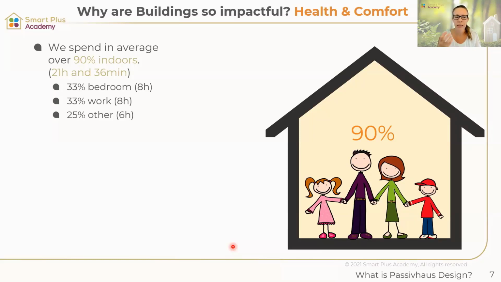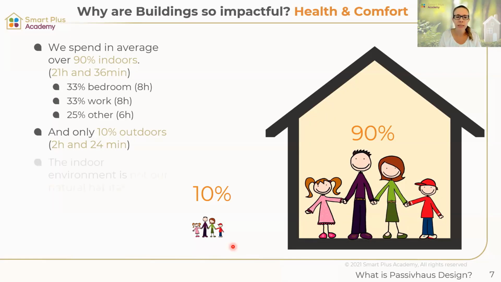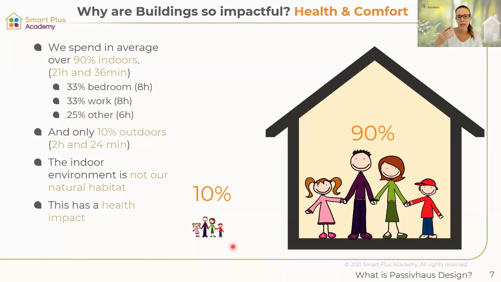I'm an outdoor person. I love going outdoors. But if I see that I have to spend 2.5 hours each day outside to achieve those 10% outdoors, then I would say maybe this is actually true for me, because 2.5 hours outside every day is probably a good amount for me already. So for me, this is certainly true. And the problem is that the indoor environment is not our natural habitat, and that has a health impact. So we've created something artificial, and if we're not looking after this properly and seeing how that has an impact on us, then we can create health risks.